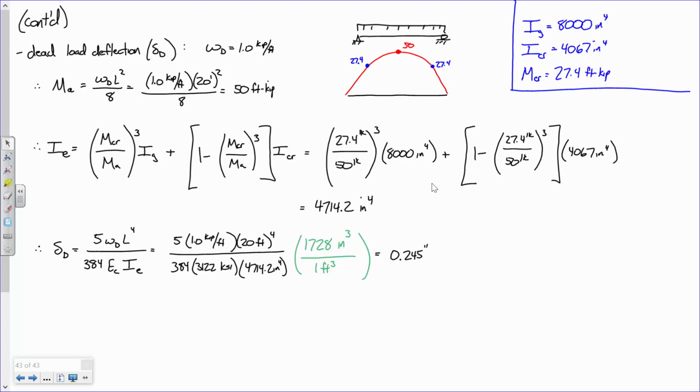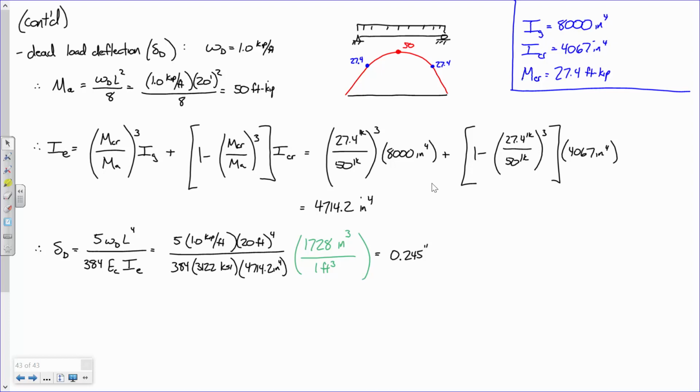Ooh. It's 180 over pi, but there's something else. 180 over pi is the radians to degrees, but if it's 1728 for deflections, what's the other number for rotations? There we go. Remember there's an L squared in there for rotations, and there's an L cubed in there for deflections. So, okay, when it's all said and done, we got a dead load deflection of about 1/4 of an inch. It was about 0.245 inches.